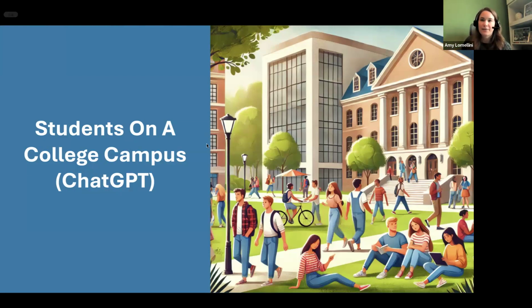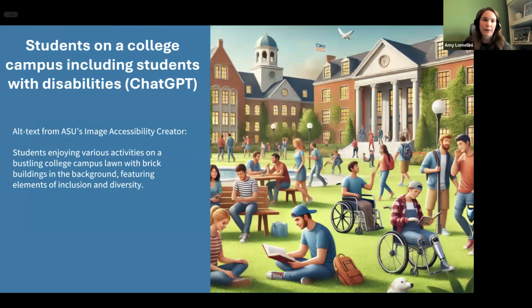So go ahead to the next slide, please. Then I switched up my prompt, and I asked for students on a college campus, including students with disabilities. So I had to be very specific there. Interesting, and we're going to get into this tool in particular, I used ASU's Image Accessibility Creator, and we'll post all the links and everything there as well. And that is a really fabulous tool. Normally it is very good. It is very on point with the alt text that it provides.